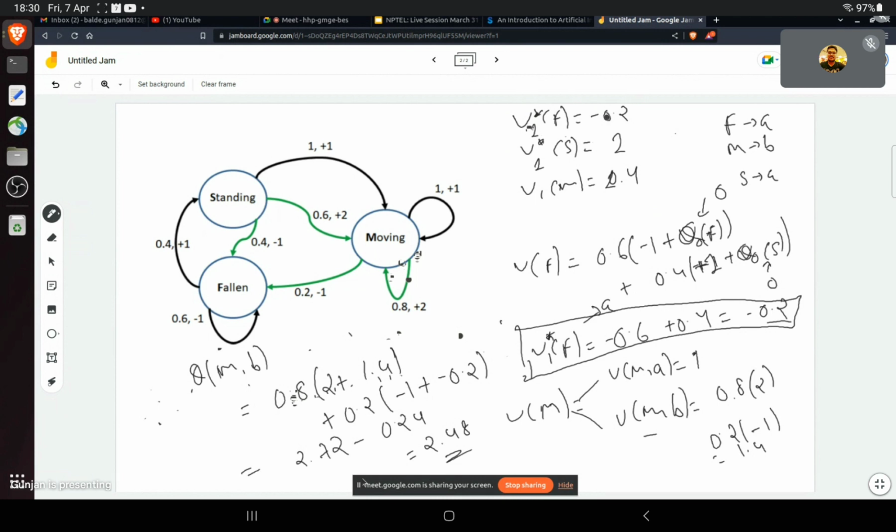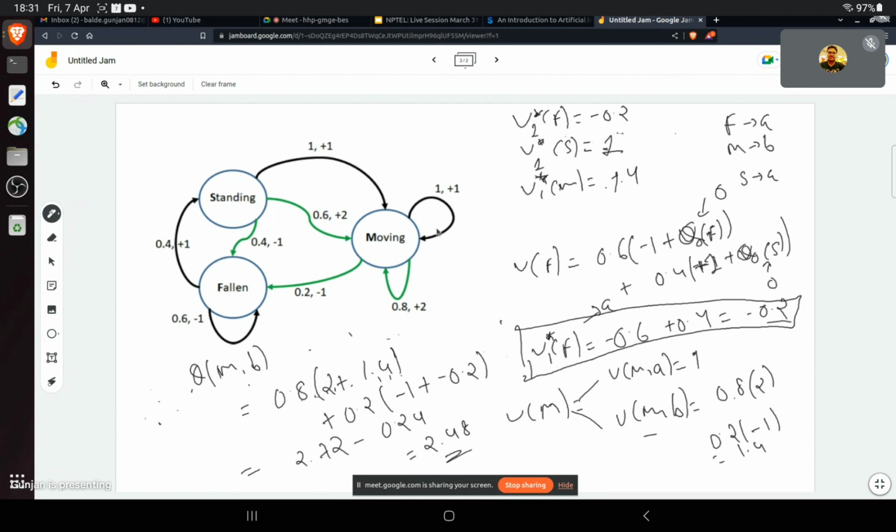So V1 star of F is minus 0.2, V1 star of S is 1, and V1 star of M is 1.4. V1 star of S is one, I think. Yeah, it is one. Let me just erase it and write it clearly. So this is 1.4, and this is just number one.